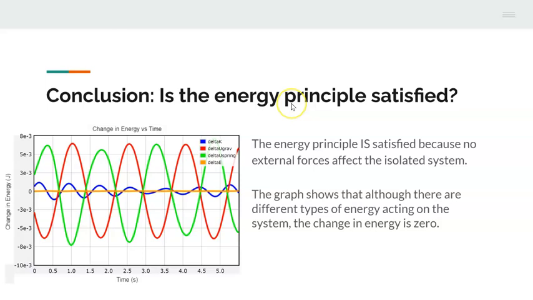Is the energy principle satisfied? It is satisfied because no external forces affect the isolated system, and as you can see in this graph, although there are different kinds of energy acting on the system, there is a zero change in energy because delta E here is a straight line at 0.